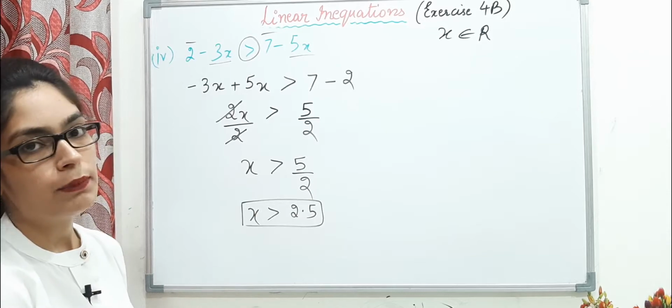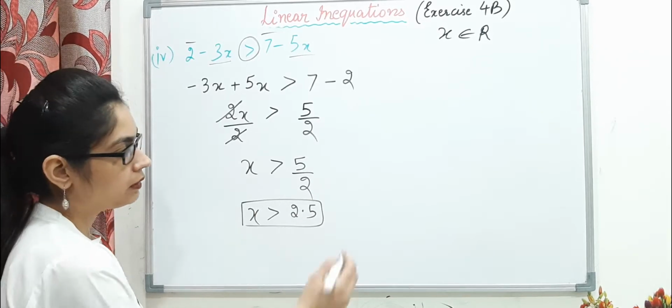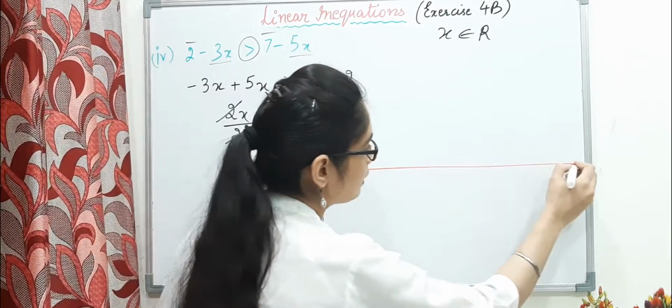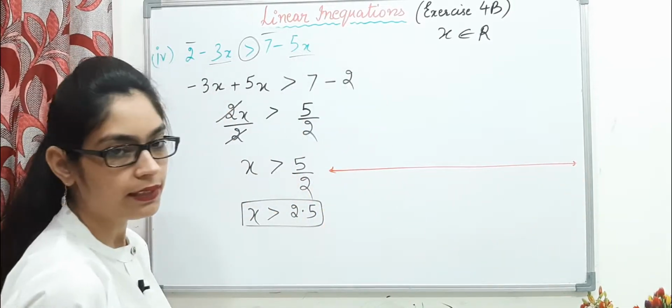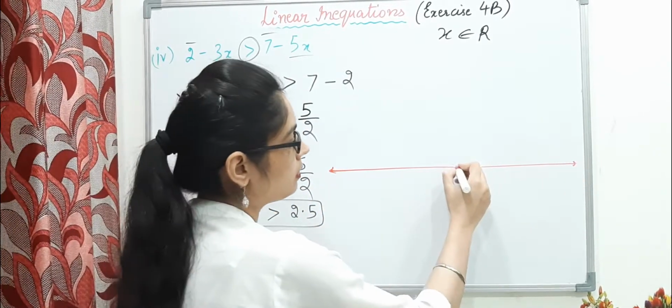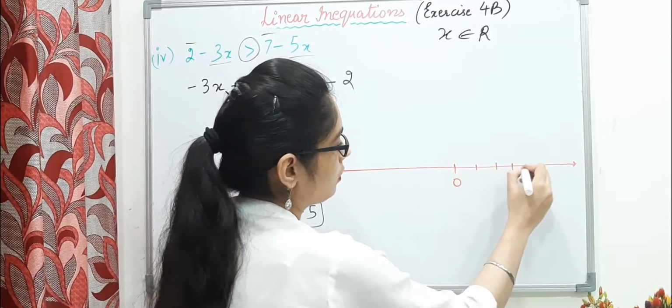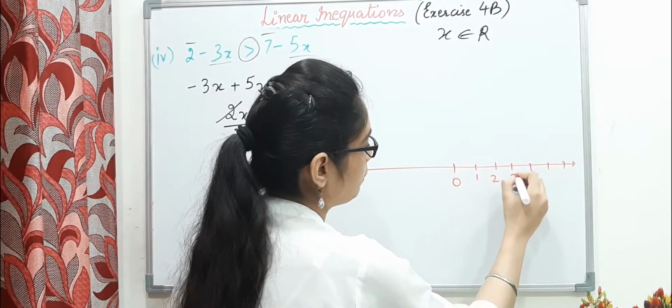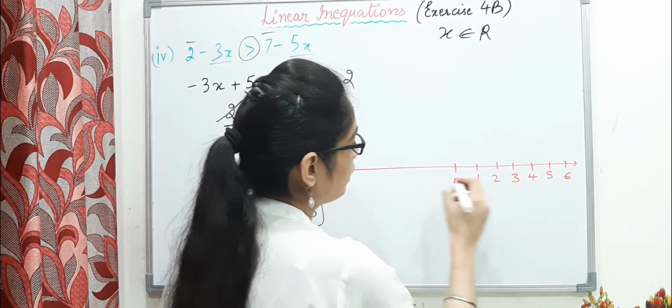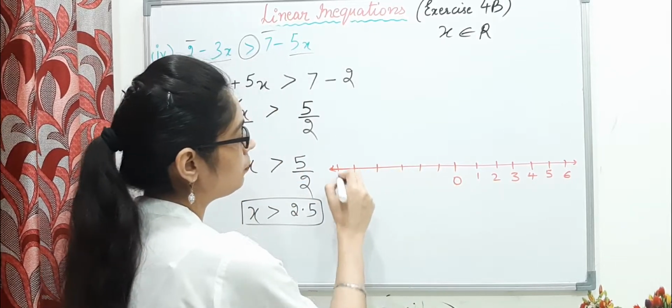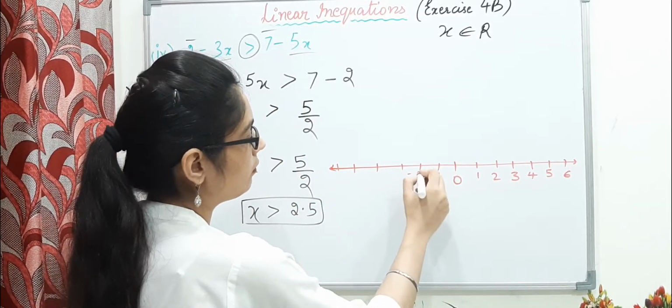See, the replacement set is of real numbers. So this replacement set is very important because from that set itself we have to choose our solution. So this is my number line, middle 0, then on one side positive integers and the other side negative integers.